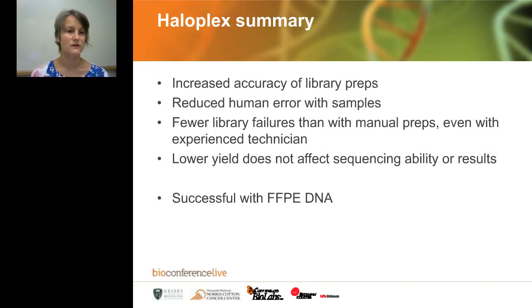So just to summarize for the Haloplex, we definitely increased the accuracy of our library preps. Again, we had library preps that were produced manually that we had to repeat because of human error. And so with this, we really have very little repeating of library preps, which is great. And the lower yield doesn't seem to affect the sequencing ability at all. We have also optimized this with FFPE DNA as well, and we did a project with about 25 samples for FFPE, and that worked very nicely for the Haloplex.